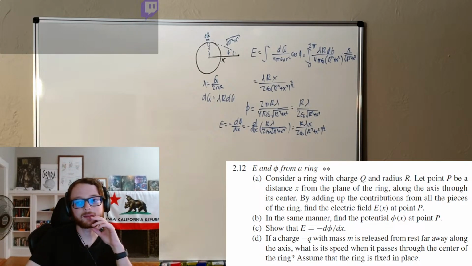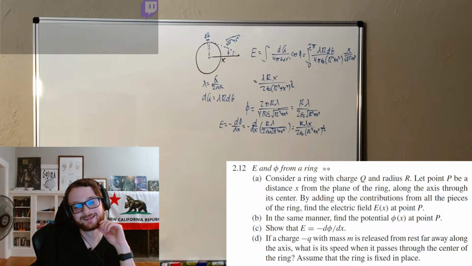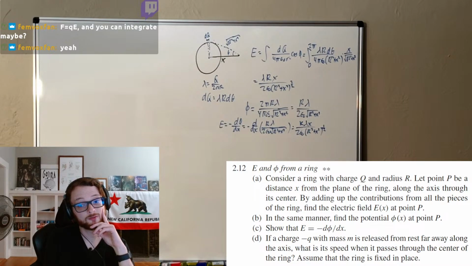Okay, I guess I'm gonna start looking at part D. Charge minus q with mass m is released from rest far away along the axis. What is its speed when it passes through the center of the ring? Well, we know the field, which means we can figure out the force. It was just multiply the minus q in. And we set it equal to mass times acceleration.